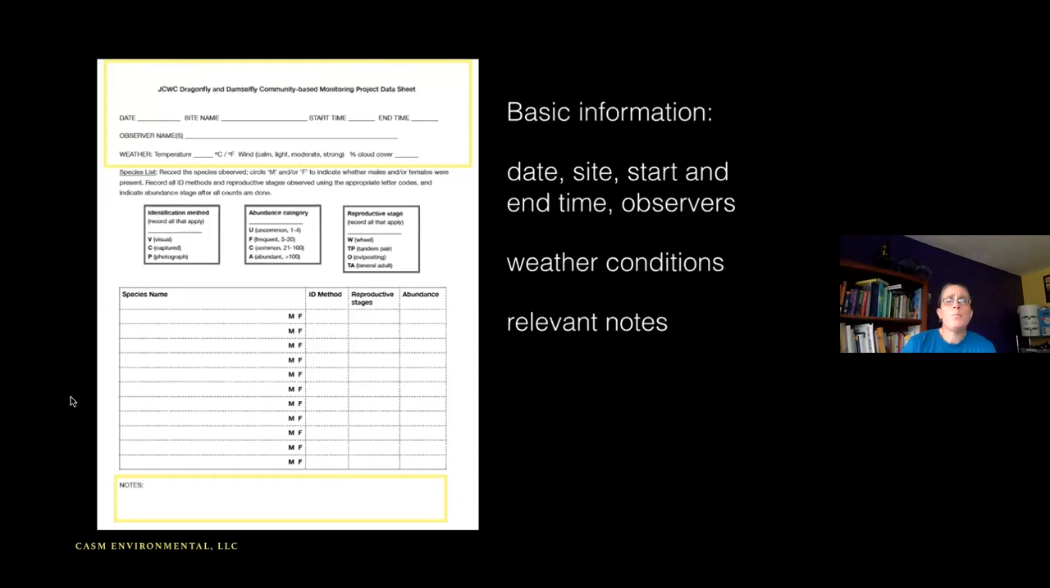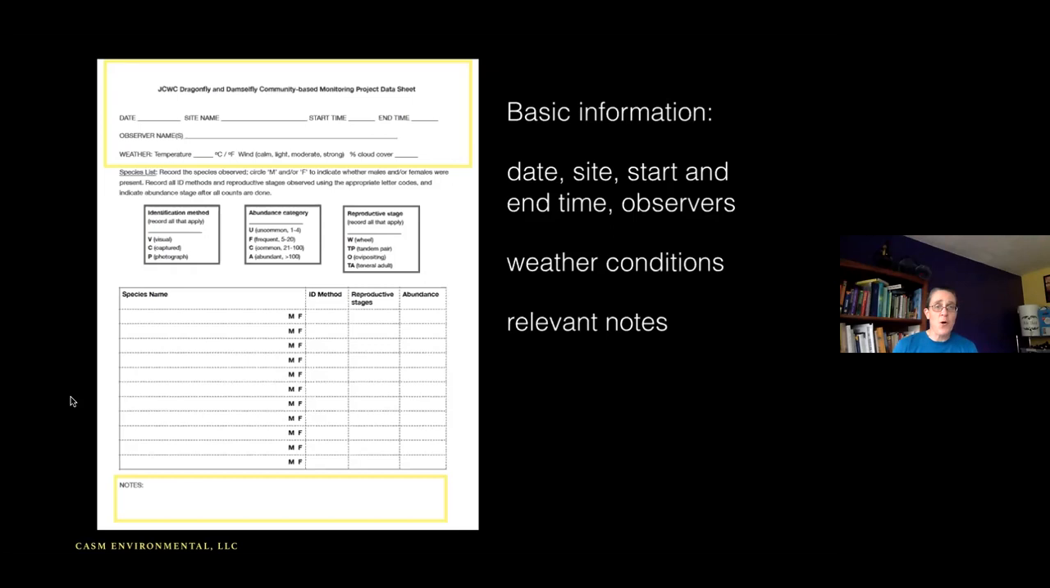At the top, the little yellow rectangle, is basic information. So the date, the name of the site. Please use the official name of the site. Don't make anything up, it makes my job a lot harder. What time you started your survey, what time you ended it. That is also very important because one of the things that Johnson Creek is able to record is match time when they're applying for grants and things from volunteers. So person hours is actually really important for them to know. So the time you started, the time you ended.